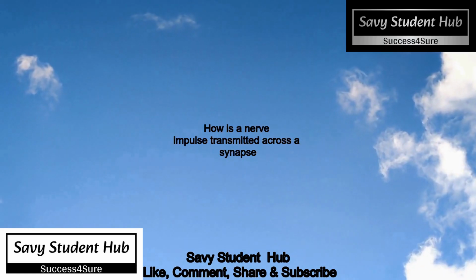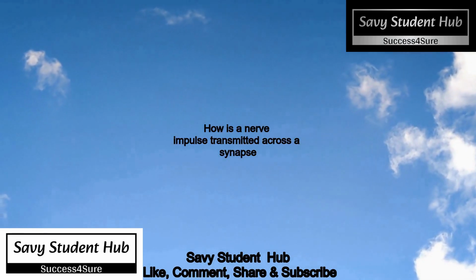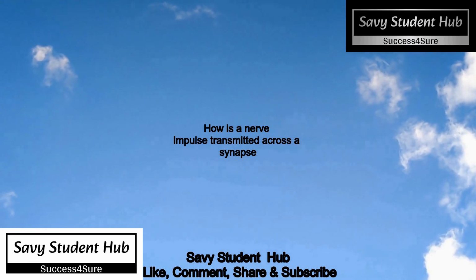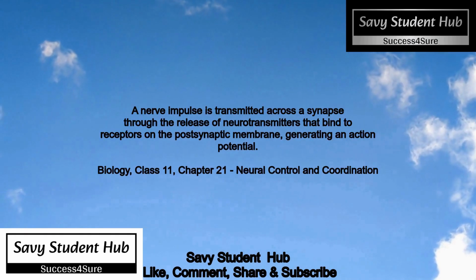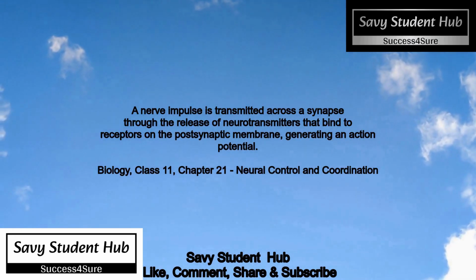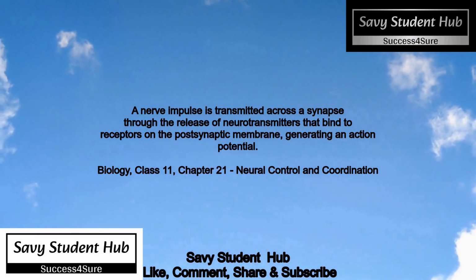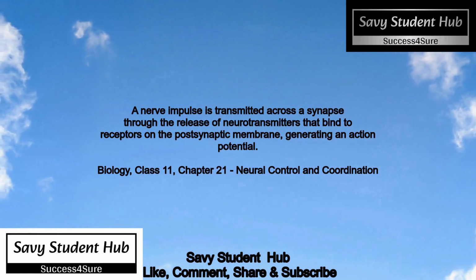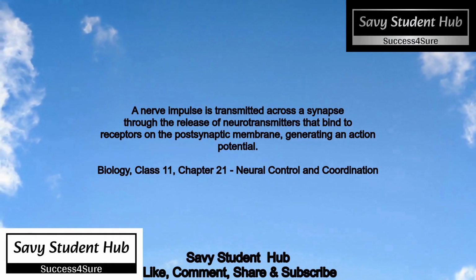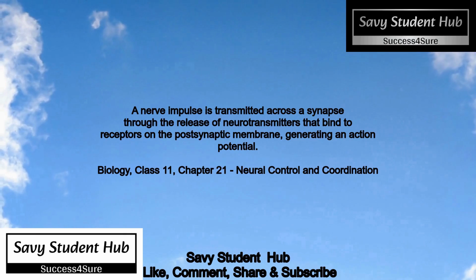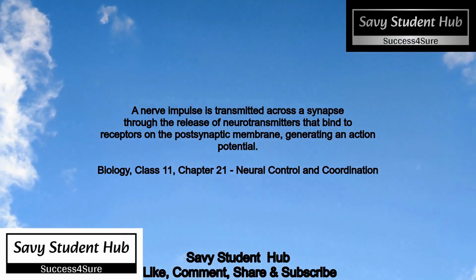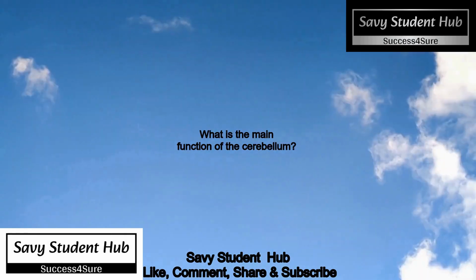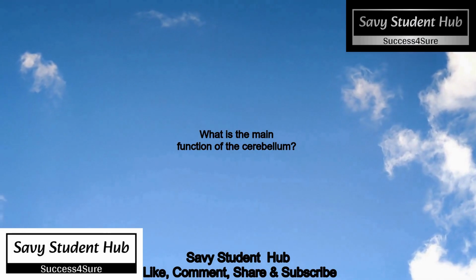How is a nerve impulse transmitted across a synapse? A nerve impulse is transmitted across a synapse through the release of neurotransmitters that bind to receptors on the postsynaptic membrane, generating an action potential.